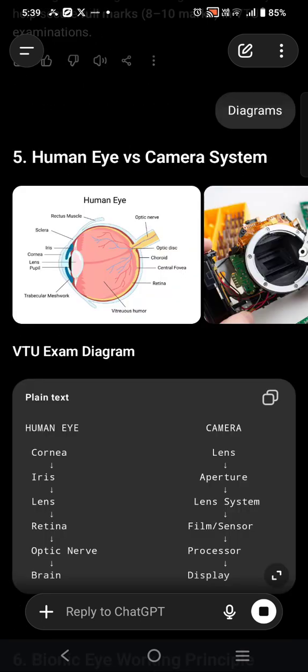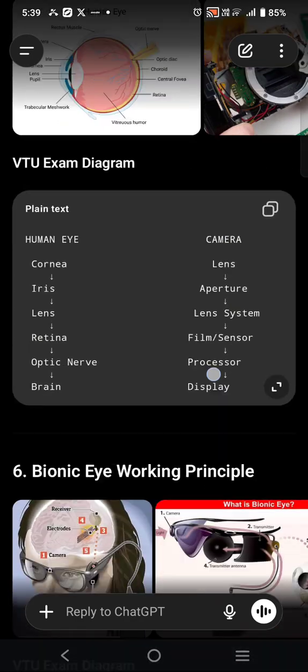These are the important diagrams you need to follow.